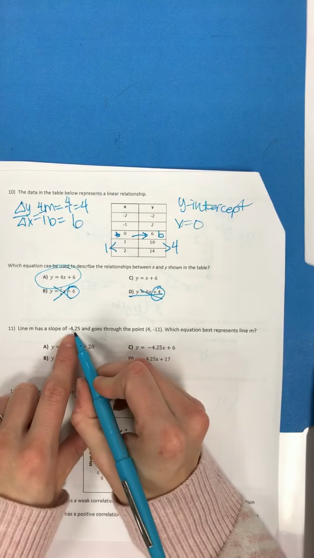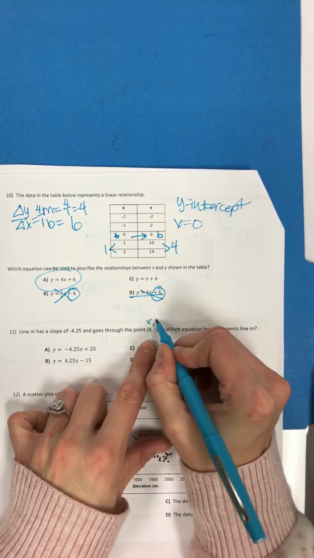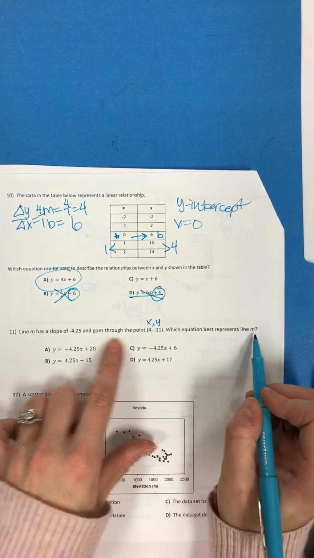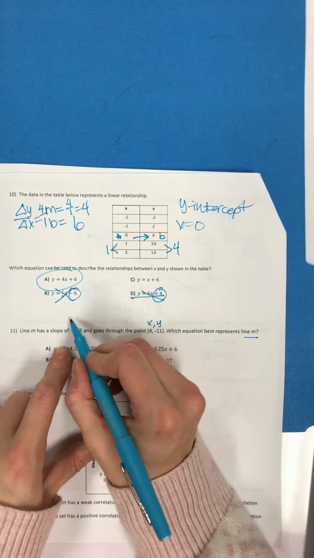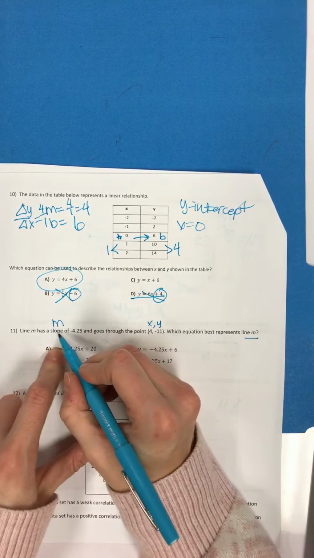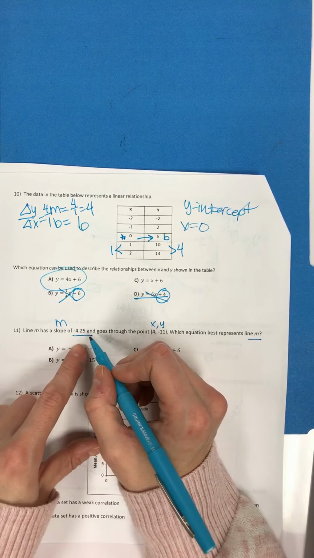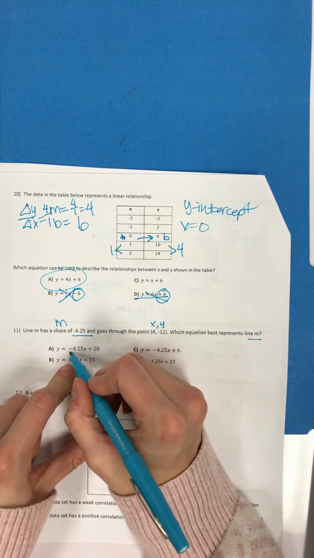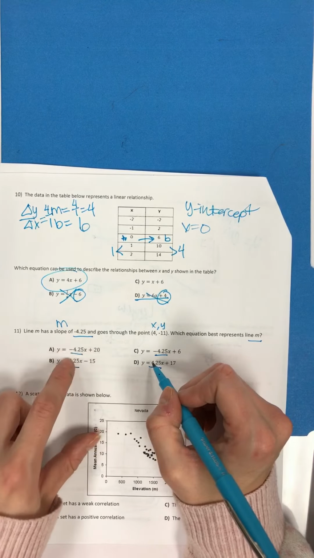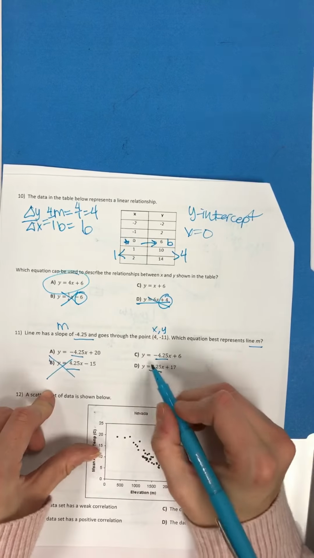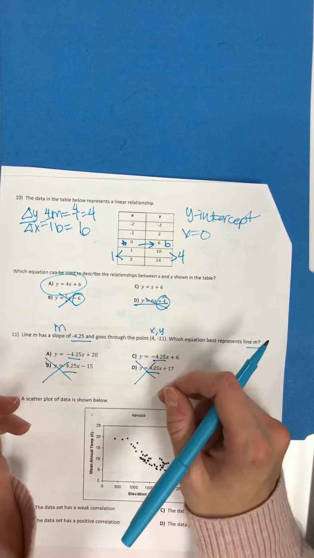Line M has a slope of negative 4.25 and goes through the point 4, negative 11, x, y. Which equation best represents the line M? So if it has a slope of negative 4.25, slope is your M. Don't be confused by the line saying M, but slope is your M, negative 4.25. So already I need to look at these numbers and eliminate anything that doesn't say this. So goodbye B and goodbye D. So negative 4.25. So now you just have these two answer choices.